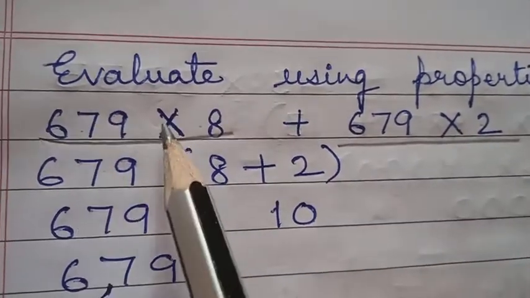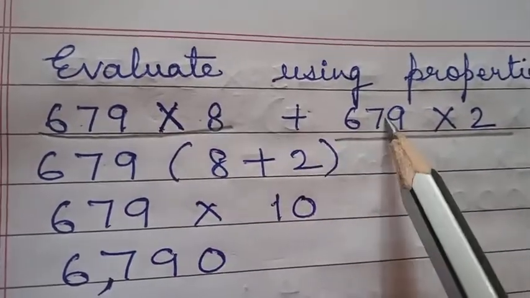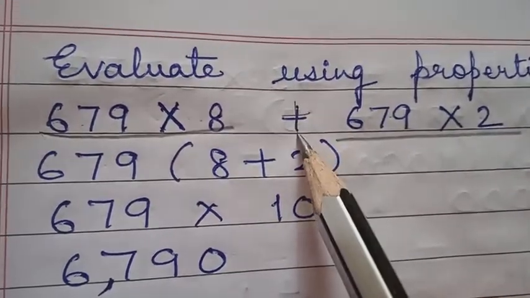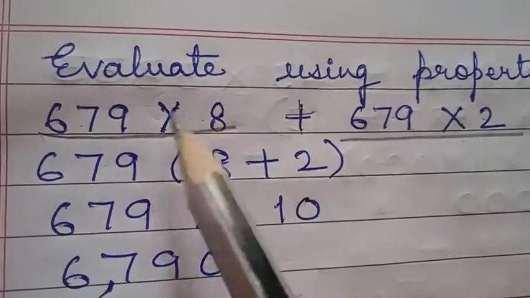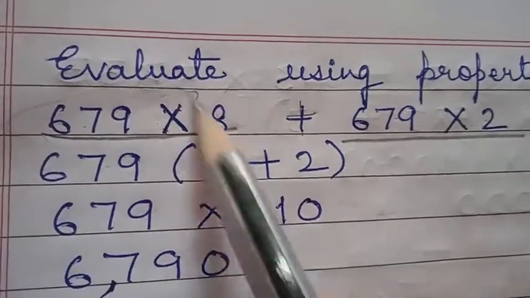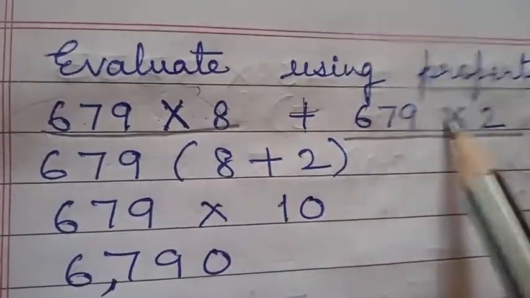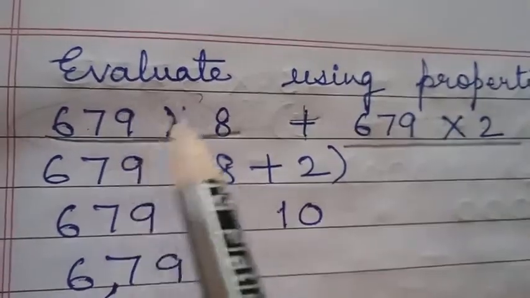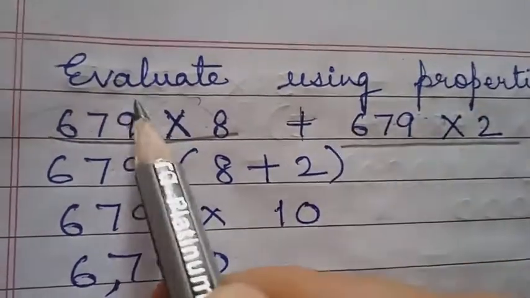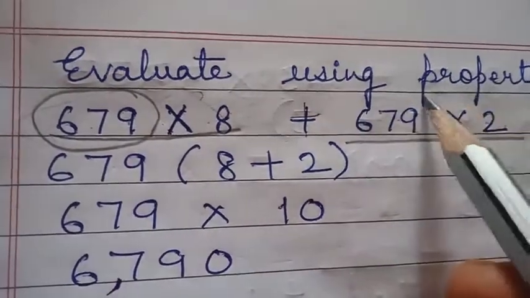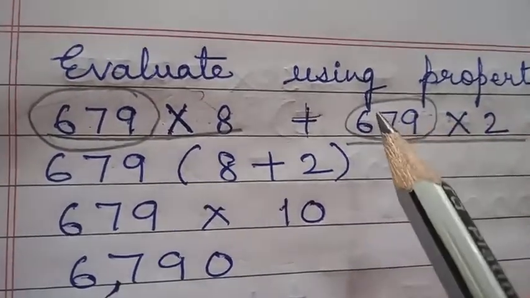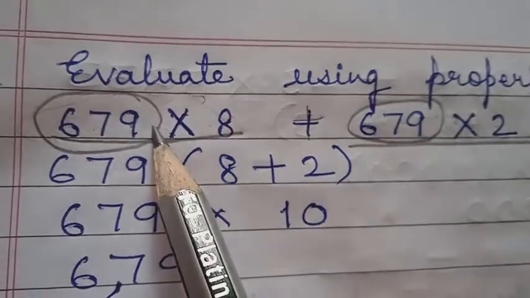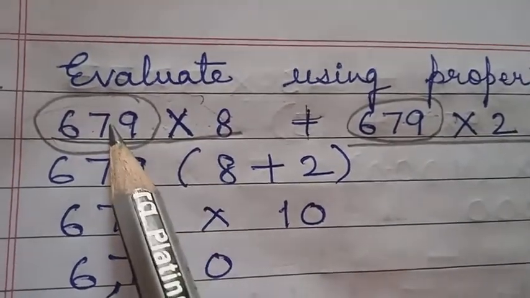So 679 multiplied by 8 plus 679 multiplied by 2. A term is always separated by addition or subtraction, not by multiplication. So we have this and this. In these two terms, tell me which is common. Common means which is present here also, here also. So obviously you can see 679 is common in both. When you get such a type of question, find out which is the common number. So 679 is the common number.